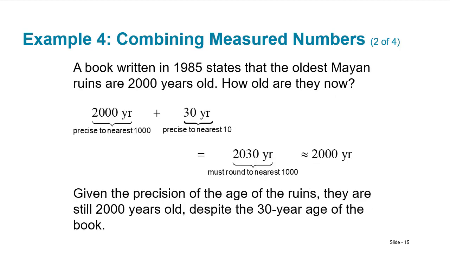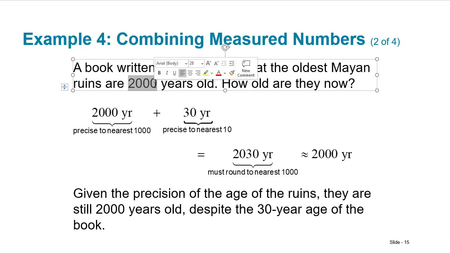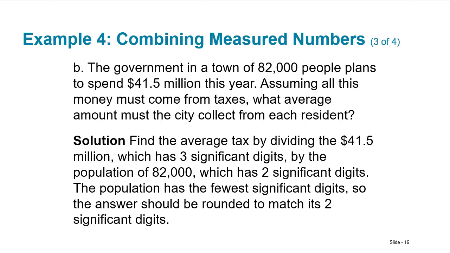So that's the idea of this number is precise only to the 1,000. This is precise to the 10th place. When you get this, you would round it back to the 1,000th, and you would get that it's still roughly 2,000 years old. So that's the idea of precision, because we don't know how precise this number was. It was only precise to the thousandth. So our answer is rounded back to that.